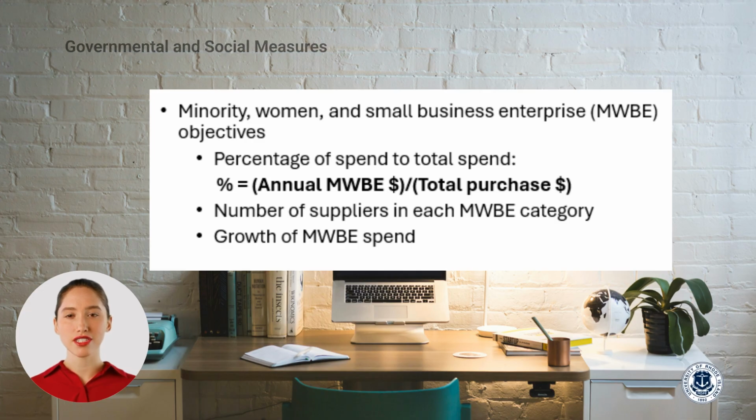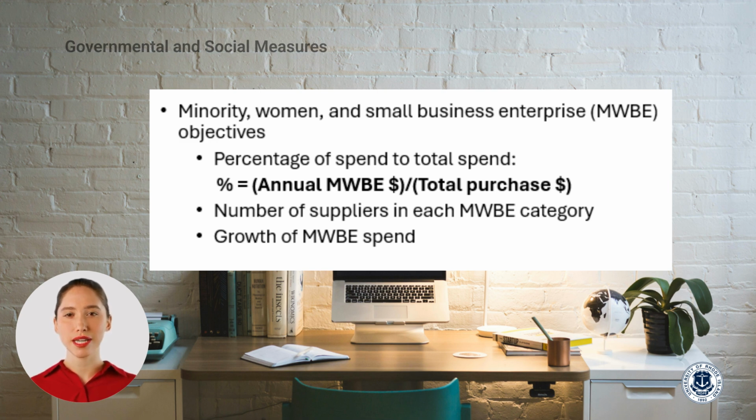In addition to financial and operational metrics, organizations also track governmental and social measures within supply chain management. These measures focus on how procurement activities support broader social and policy objectives. One common area of focus is MWBE objectives, which stands for Minority, Women, and Small Business Enterprises. Many governments, public institutions, and large corporations establish goals to increase participation from these businesses in their supply chains.